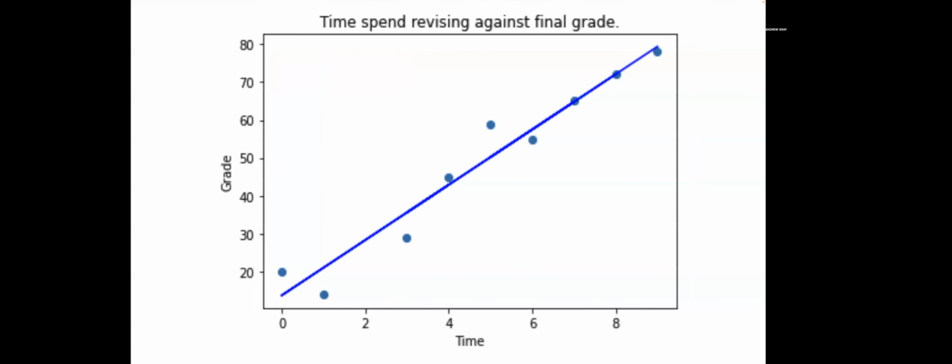In our example, this is what the final model would look like for our data. So our model predicts that if you studied for 4 hours, you would then get 43% in your final grade. If you studied for 2 hours, you would get 28%. And if you studied for 10 hours, you would get 87%.